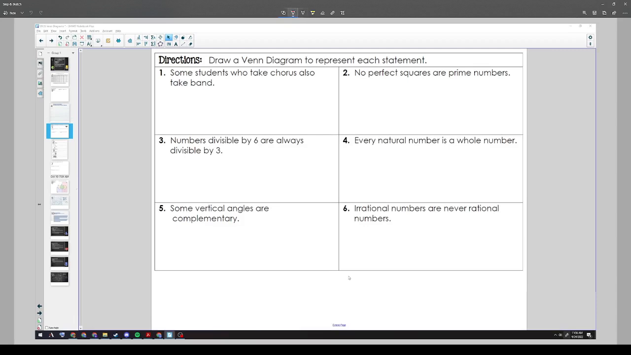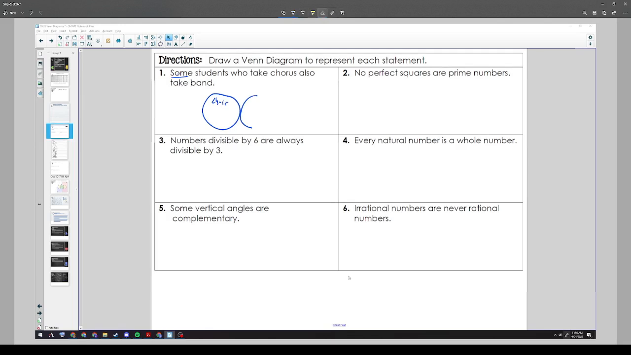So I'd like you to pause and try to do these, or maybe go through the first one with me and then pause and do the other ones so you can take a shot at these on your own. So the first one says, some students who take, so that's a keyword here, who take choir or chorus also take band. So that means there is an overlap, but not a complete overlap, right? It doesn't say all students who take choir. It says some. So we're going to represent this as one circle for choir.